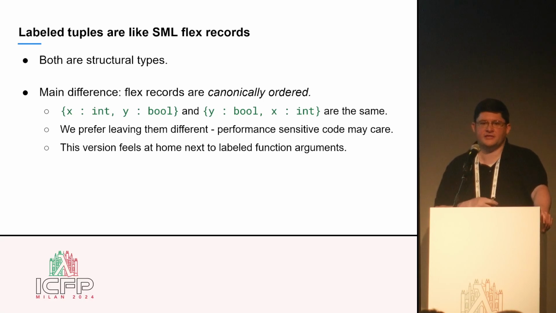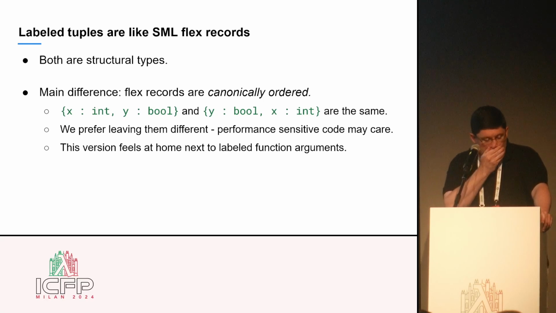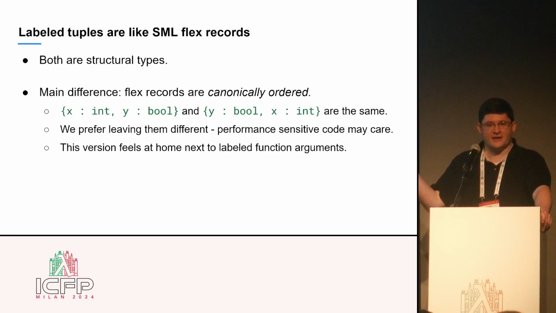We prefer to leave these as two different types, mainly because sometimes people write performance-sensitive code and they care about the memory layout of their programs. And so we want to give them the ability to express the memory layout that they want. And by making these two different types, we give them that ability. Also, I'm going to continue to say this version feels at home next to labeled function arguments, where a function that has several parameters with the same names, the two function types are different if the order of the arguments are different.